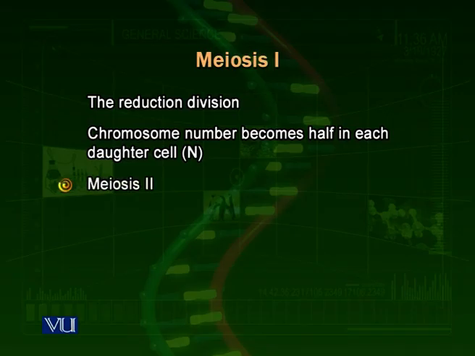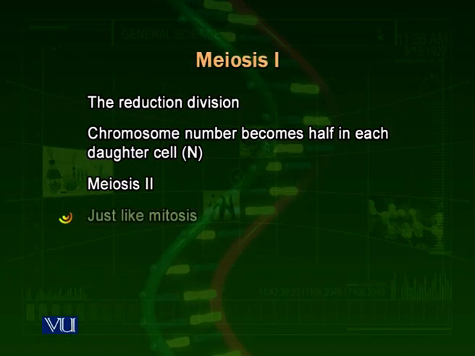Meiosis II occurs in both of these daughter cells separately, and each one divides into two further. So ultimately, at the end of meiosis, we have 4 daughter cells. But the actual reduction division, in which chromosome number is reduced to 1/2, is meiosis I. Meiosis II is just like that of mitosis.